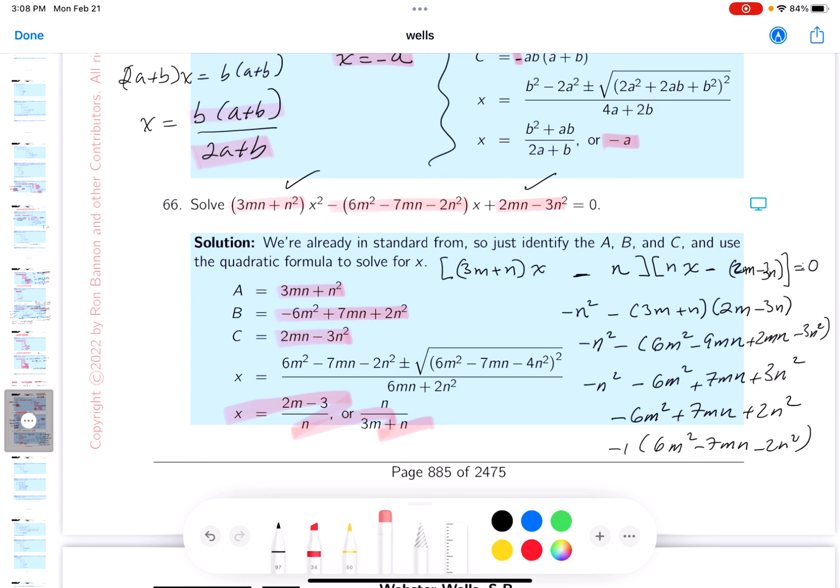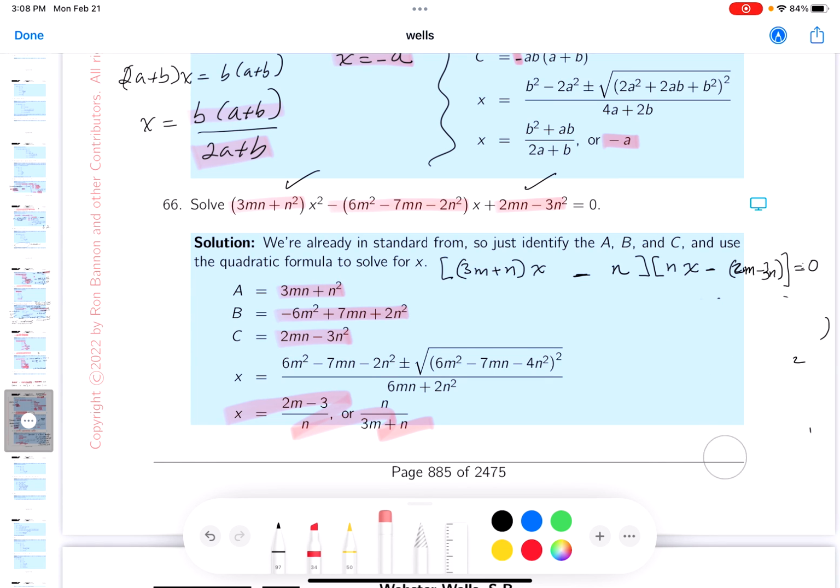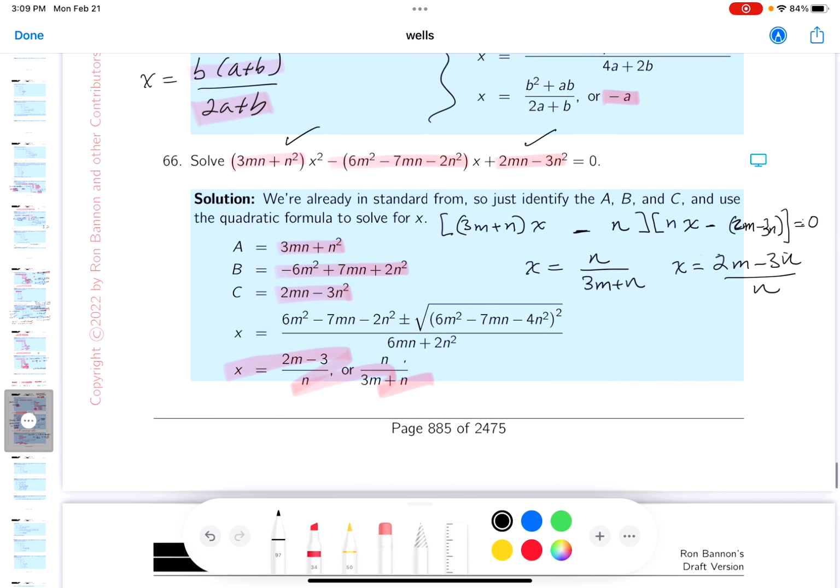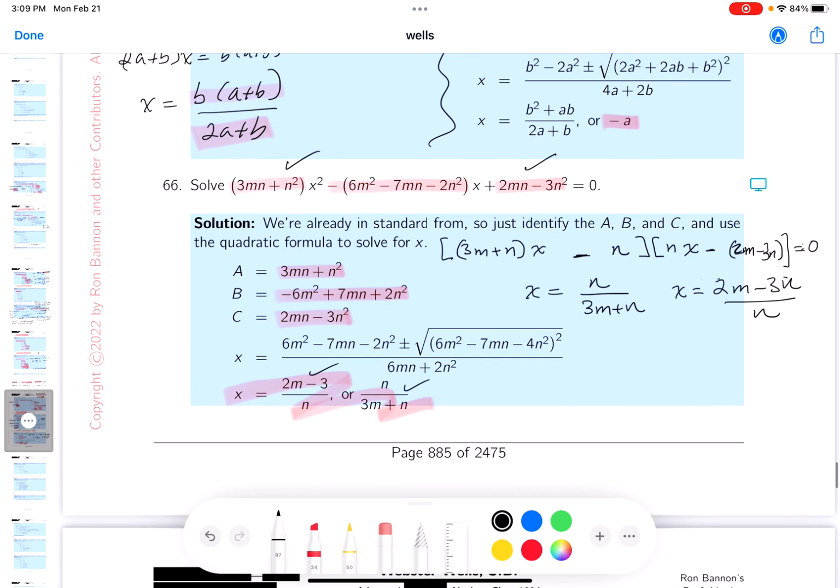All right, that's a lot of work, though. And I realize sometimes the quadratic formula is much quicker than me doing that work. It's true. All right? I just don't enjoy doing the quadratic. So what do you do over here? Well, I'm getting a little better at this. Let's write this down. This will be x equals n over 3m plus n. And this other guy is going to be x equals 2m minus 3n over n. And do we get those answers? I got this one, and yep, and I got this one. Yeah, both answers.